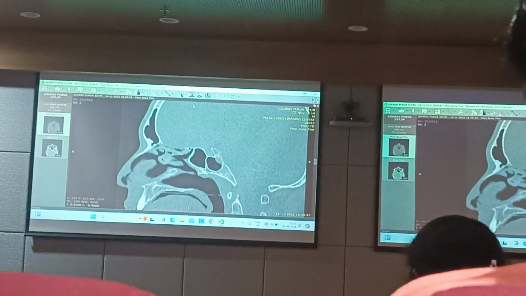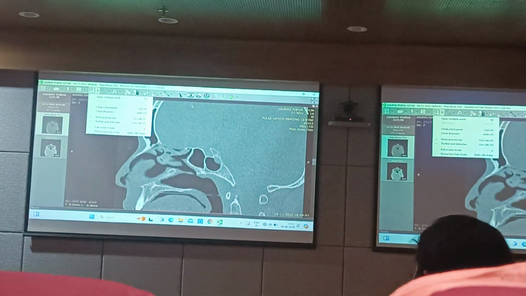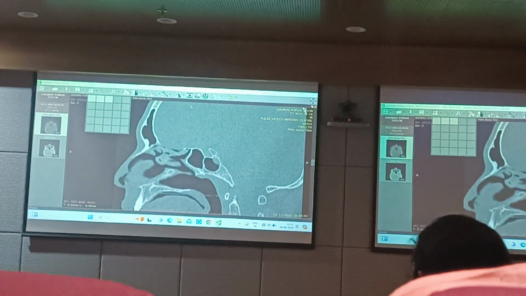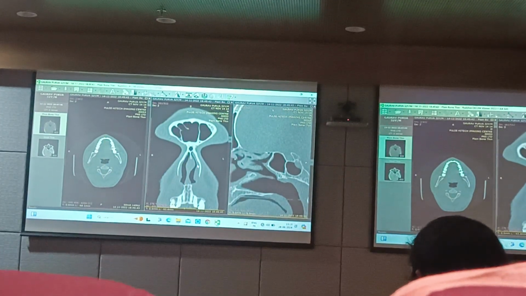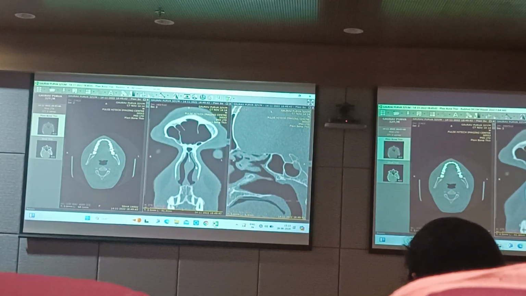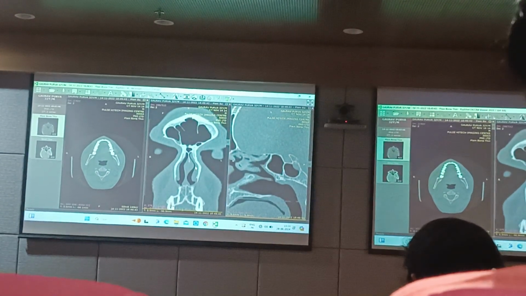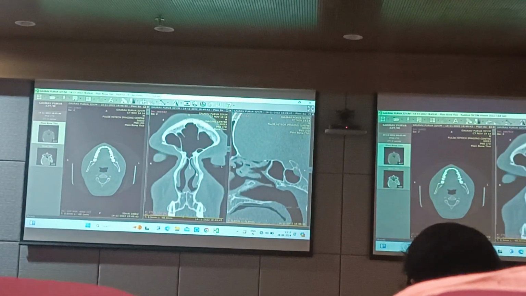Now let's go back to the display. Look at the center. Keep looking at the center. What is happening now? Frontal beak is disappearing.